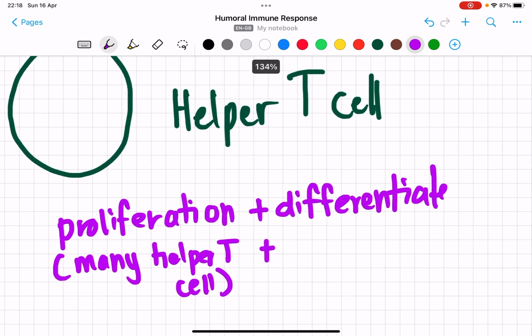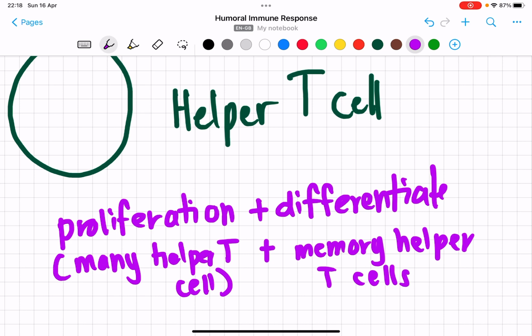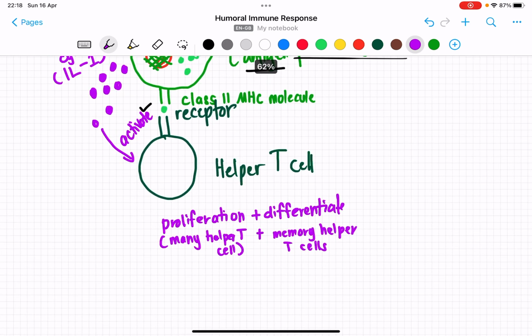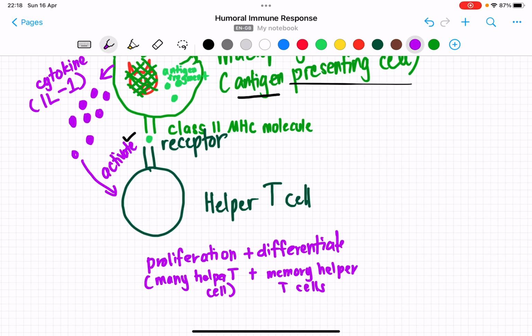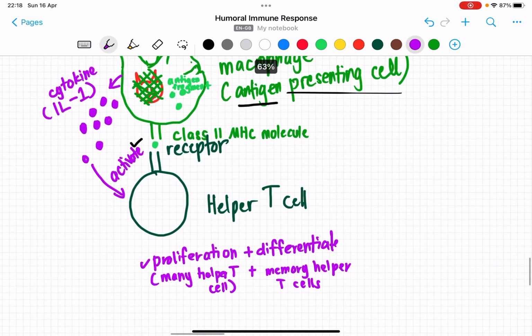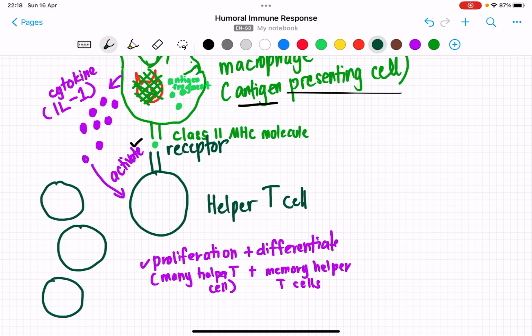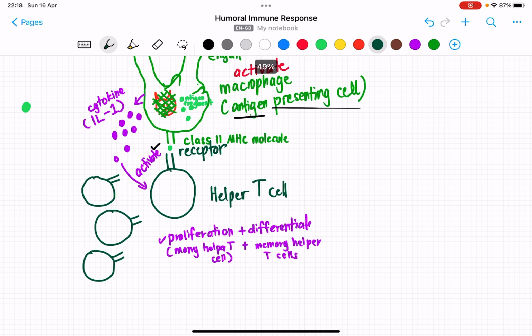While differentiating, the helper T cell will form memory helper T cell. This is not in your notes, but that is what actually happened. Now we have an activated helper T cell. Proliferation will make the helper T cells increase in number. So now we have many helper T cells around the site of infection. This is just an example.